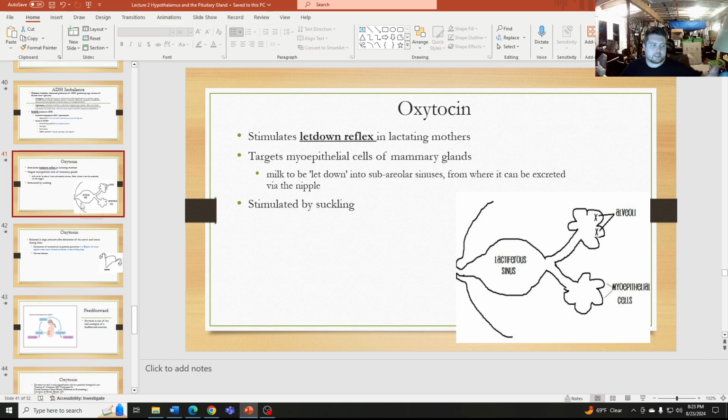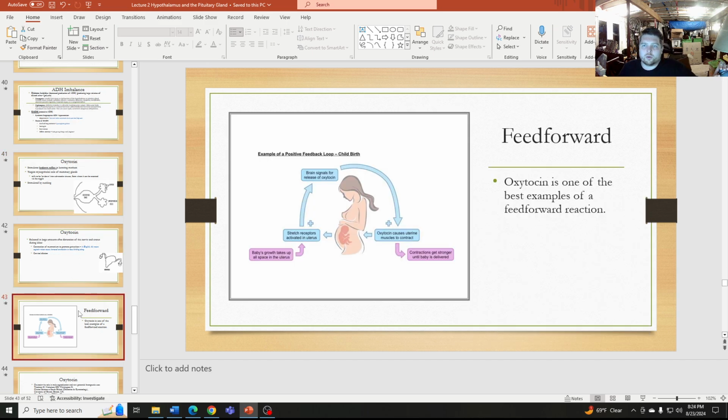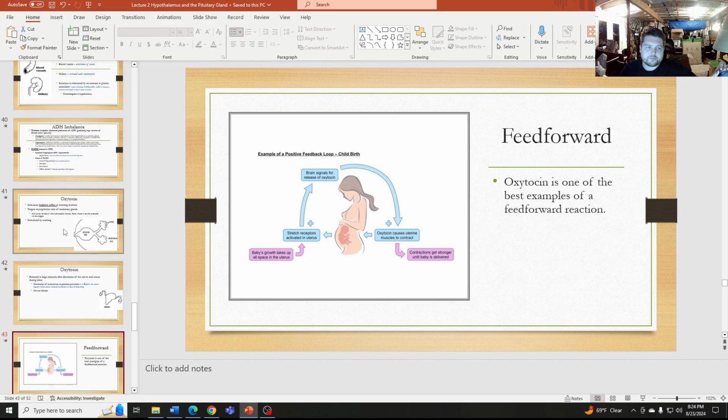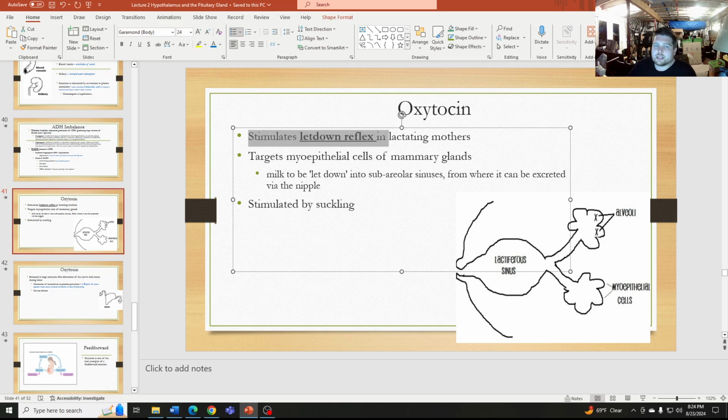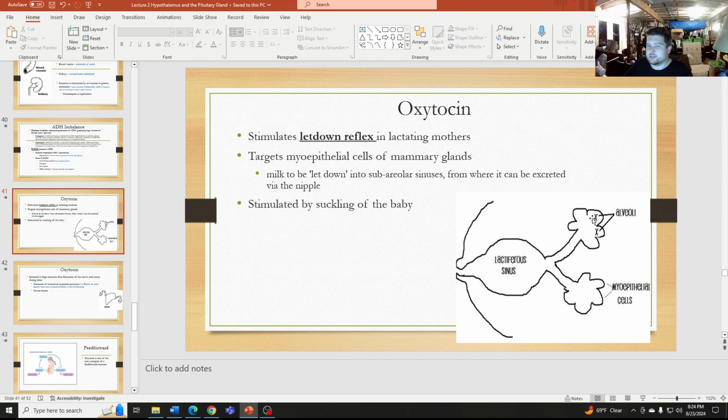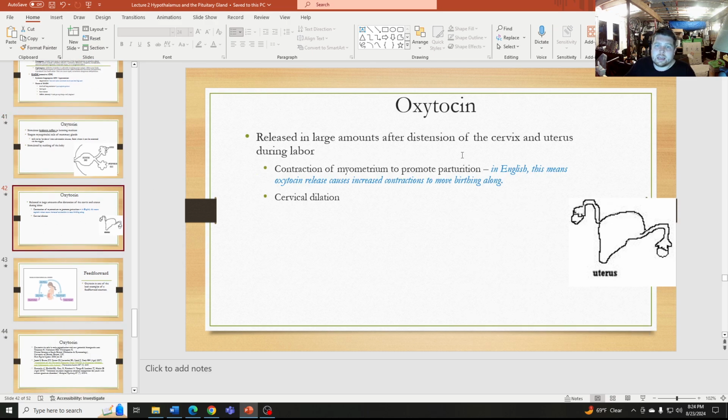Now, oxytocin. This is the super unique one, because this is one of the only feed-forward reflexes, or feed-forward loops, that we are going to see. Oxytocin does two different jobs: it helps with childbirth and also helps with milk letdown. It stimulates the letdown reflex in lactating mothers, stimulated by the suckling of the baby. This tells the milk to go from the cells down into the lactiferous sinus in order for the baby to feed.